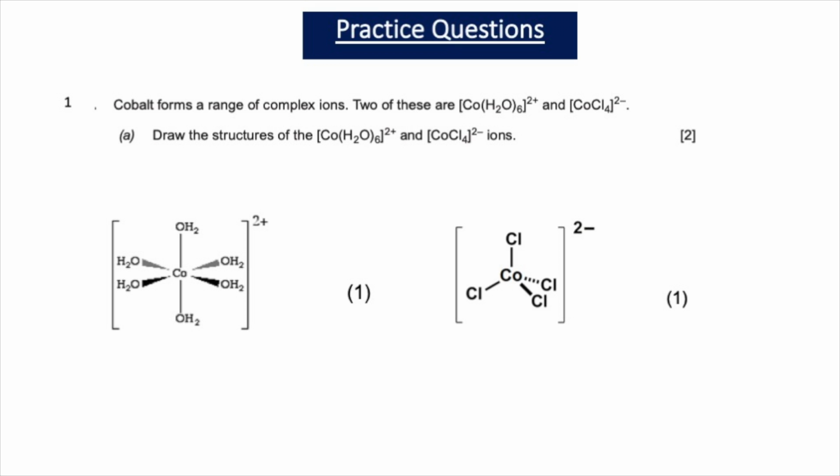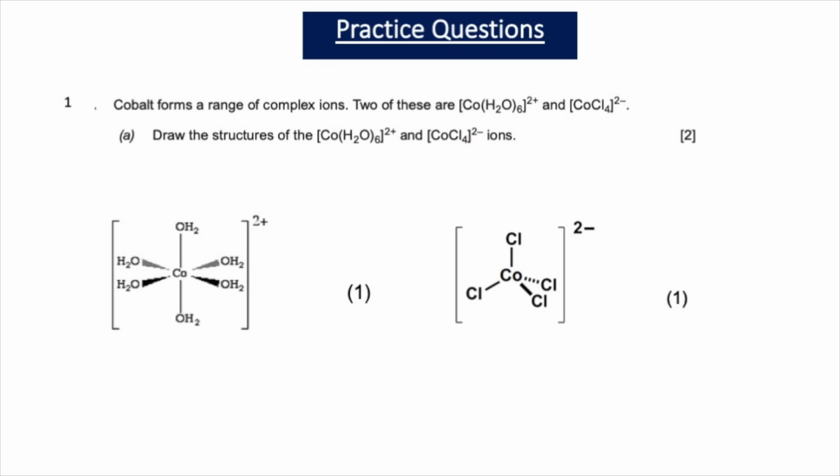Now for this you have to realise that the [Co(H2O)6]2+ ion is octahedral in shape, and the [CoCl4]2- ion is tetrahedral in shape. So to get the marks, your diagrams should look like this. You should use solid wedges to represent bonds that are coming out towards you, and dashed lines to show bonds that are going away from you into the page.